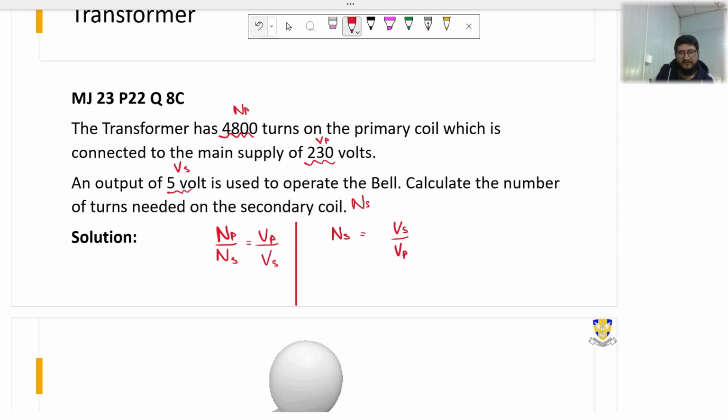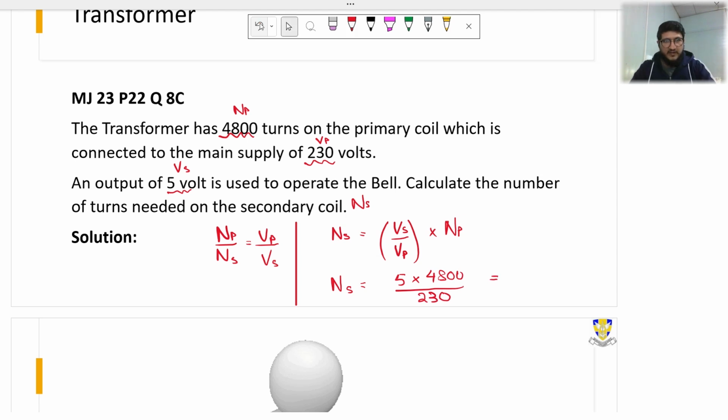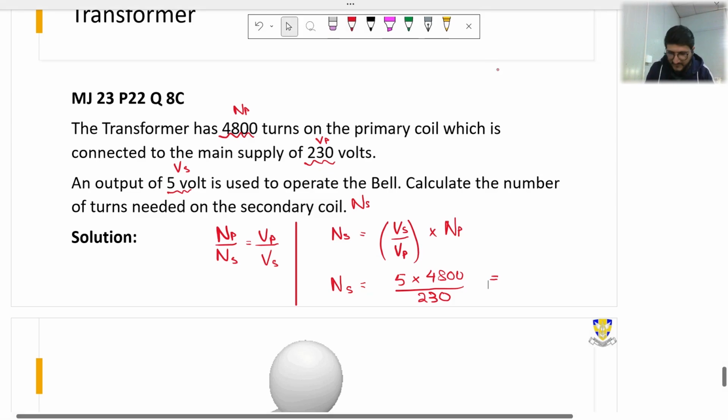VS upon VP times NP. Okay, so the NS will become VS is 5 volt, 5 times 4800 upon 230. So we have to solve this thing and see what we get. So our answer for this question is 104.34 turns.